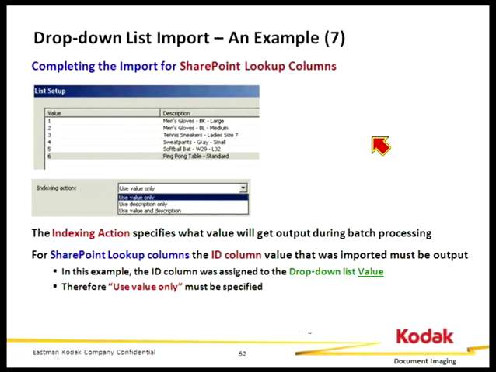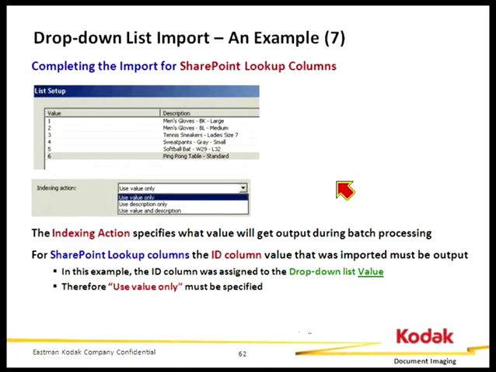Completing the import for SharePoint lookup columns. Remember we talked about it's real important: what needs to get output and stored in the lookup column is this ID field that we imported. Notice for drop-down lists, the indexing action specifies what value will get output during batch processing. So for SharePoint lookup columns, the ID column value that was imported must be output. So in this example, the ID column was assigned to the value part of the drop-down list. Therefore, I must configure the indexing action to be use value only.